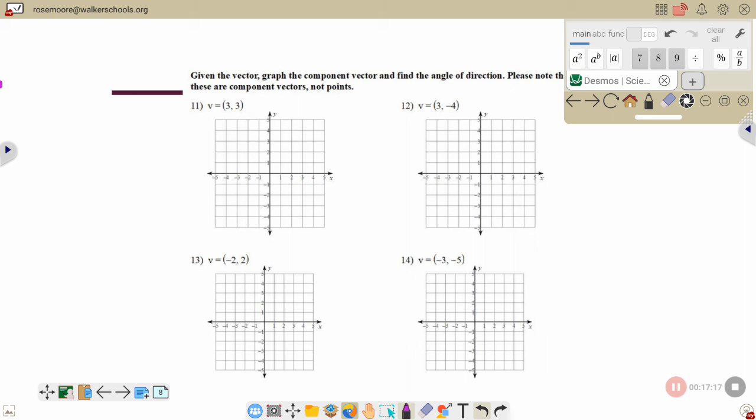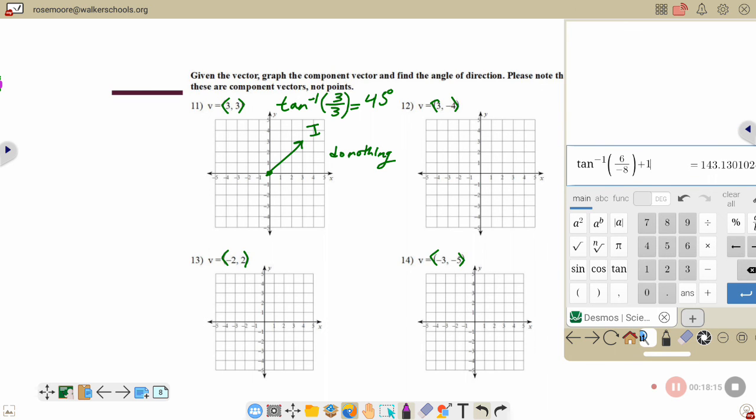All right, in 11 we have vector V is 3, 3. Please note that I could not type these with proper symbolism, so these are not points, these are vectors. I just can't always make the computer do what I want it to. So for 11, we're going to have tangent inverse of y over x, which is 3 over 3. And if you do that, you have 45 degrees. I know that's the final answer because when I graph my vector, starting at the origin, right 3, up 3, we're in quadrant 1, which is our do nothing. And you are done. It's when you get to problems like number 12, 13, and 14 that you have to care a little bit more.